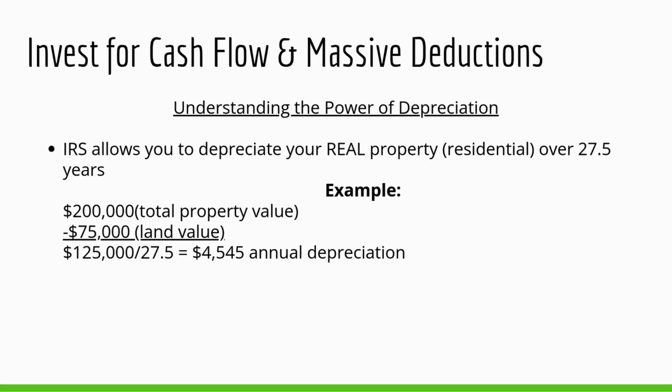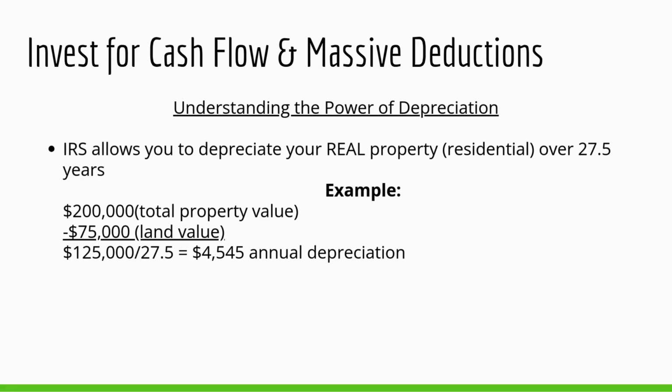Most of us, I think, understand what depreciation is, right? If we have an investment property, we're allowed to pretend that that property goes down in value. So for example, we buy a property for $200,000. The land is worth 75. That means the improvement, which is the part that we can depreciate, is worth $125,000. If that's a residential piece of real estate, you divide that by 27.5, and it tells you how much you get to deduct on an annual basis.